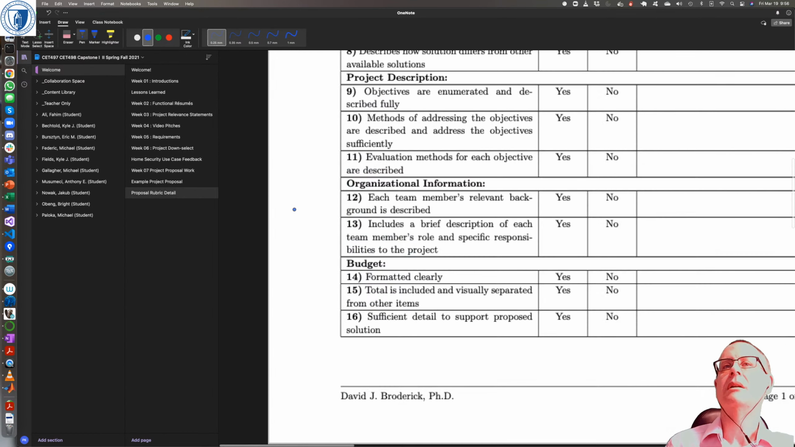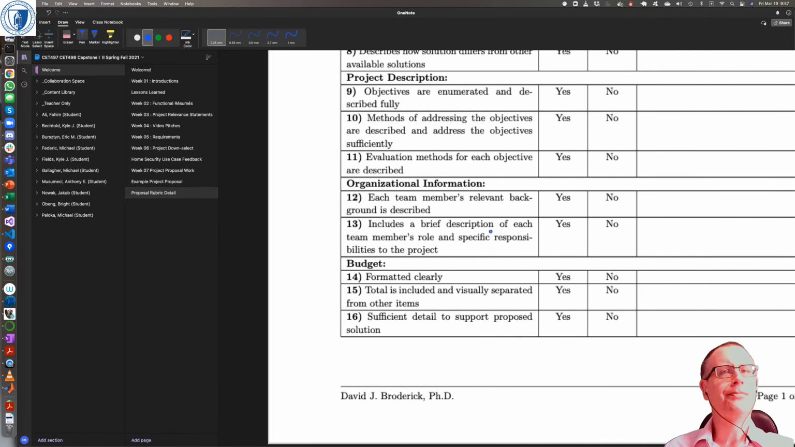And let's go back there. Yeah. So then the budget, nicely formatted, total included, separated from other items, and sufficient detail.